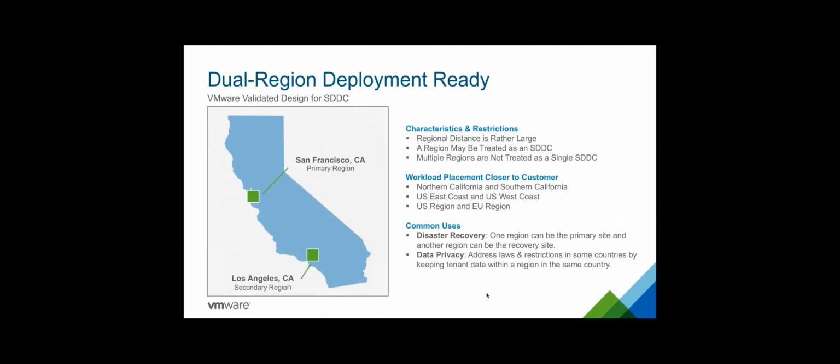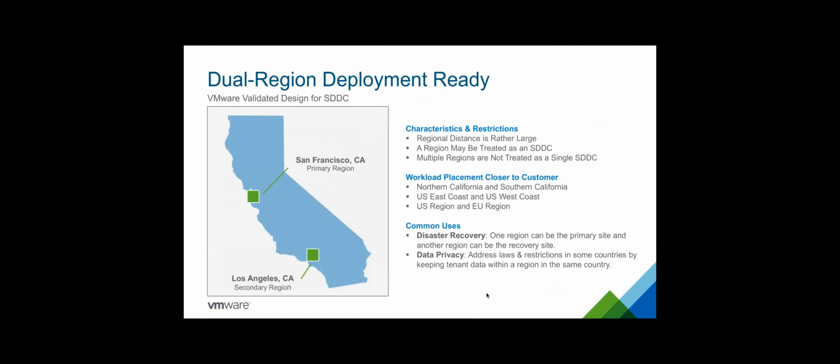Essentially, the characteristic is regional distance. And we treat those two regions as a single SDDC. There are different ways you can split that up, but the whole point is to make sure the workloads are as close to the end user as possible. So some ideas: Northern and Southern California, East and West Coast U.S., or a U.S. region and an EU region. You just have to figure out exactly how you want to design that.